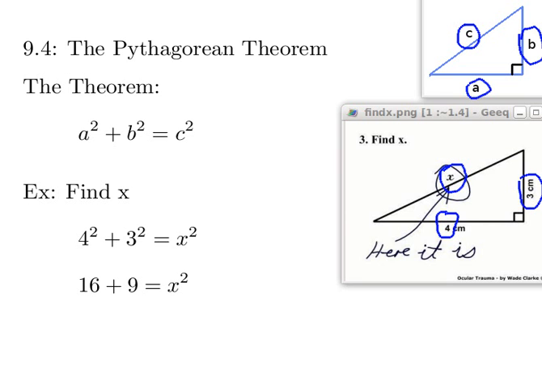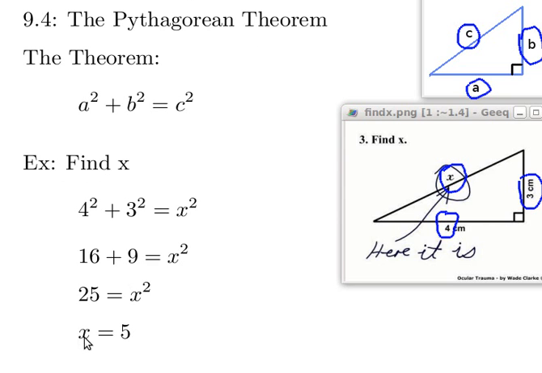So 16 plus 9 is going to be 25 equals x squared. And so that means that x is equal to 5. Okay, let's go ahead and scroll down just a little bit.